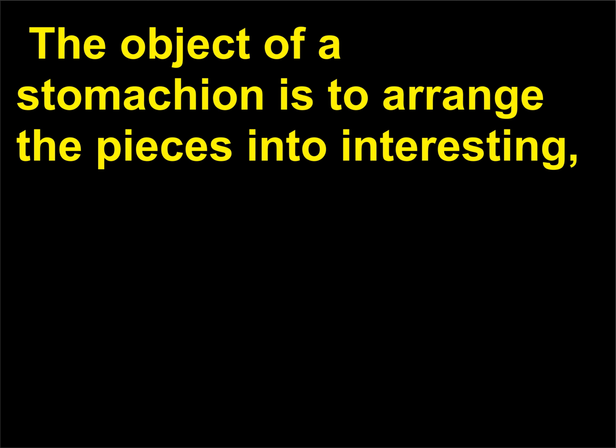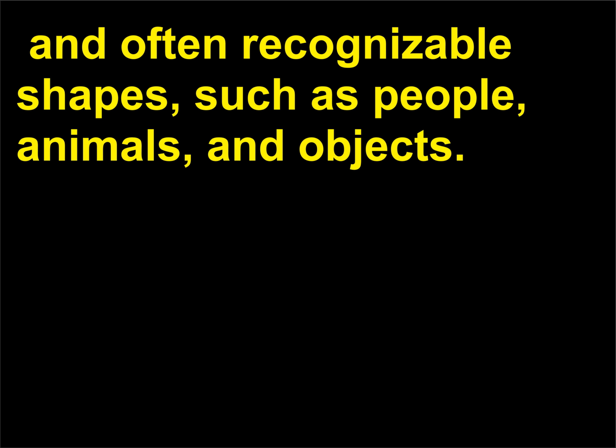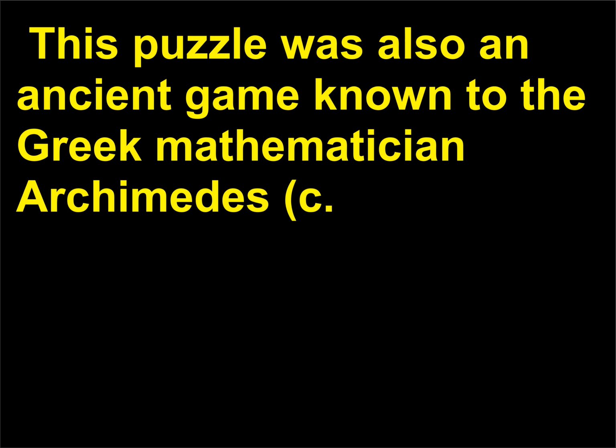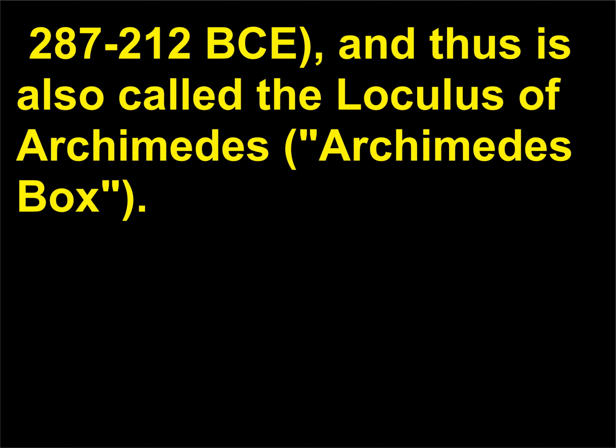The object of a stomachion is to arrange the pieces into interesting and often recognizable shapes, such as people, animals, and objects. This puzzle was also an ancient game known to the Greek mathematician Archimedes, c. 287 to 212 BCE, and thus is also called the loculus of Archimedes, Archimedes' box.